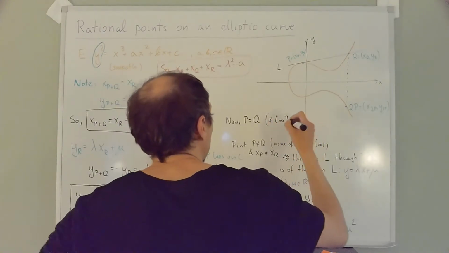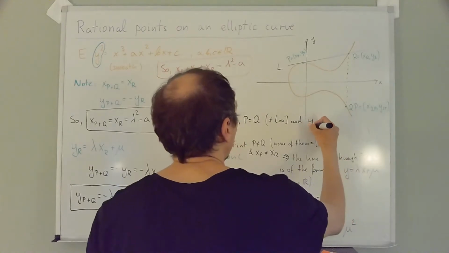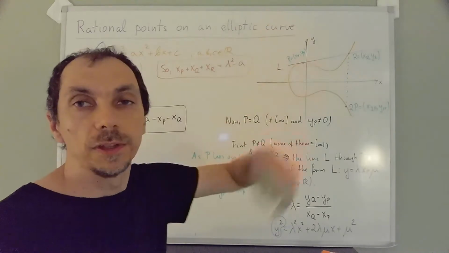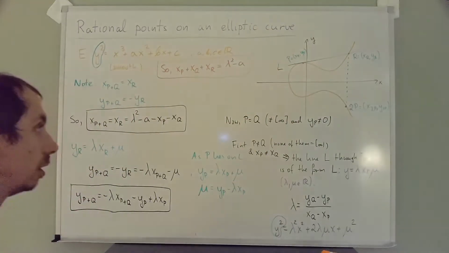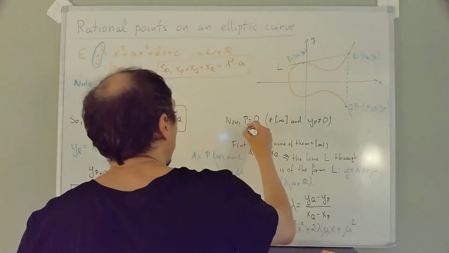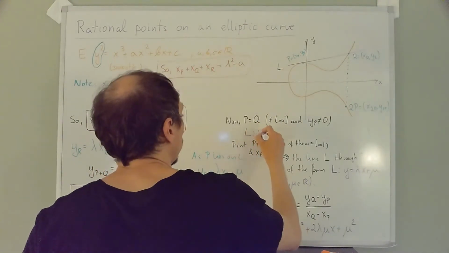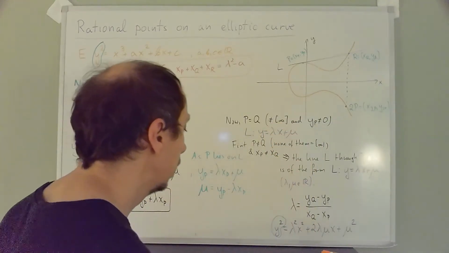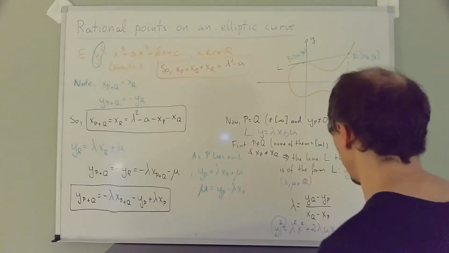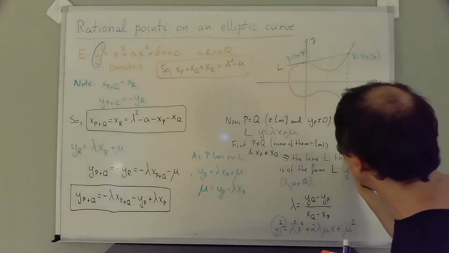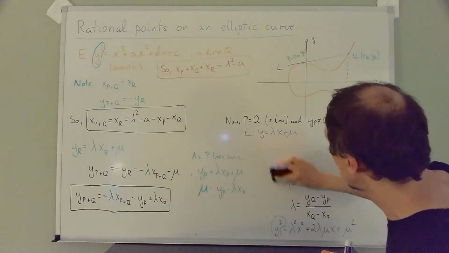And the y coordinate is not 0. Which means the tangent line is not vertical. So the tangent line has a well-defined form L equal to y equals lambda x plus mu. Okay, so still the same thing. And this formula still holds, but the formula for the slope is different.